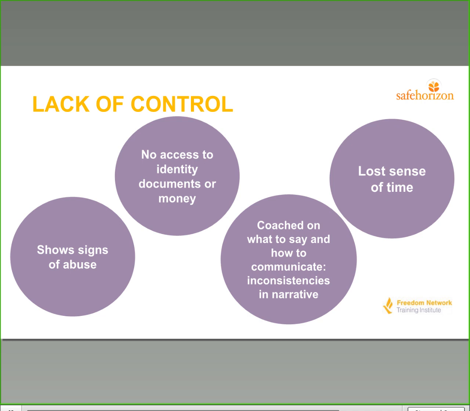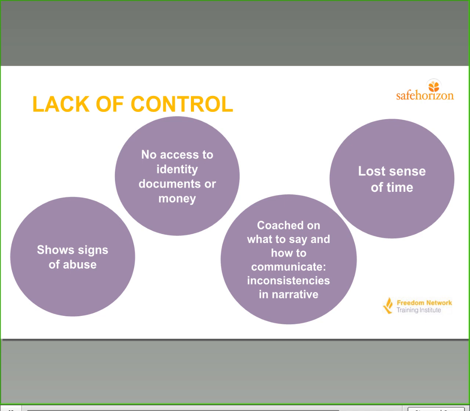And so that can be a big warning sign. Another major warning sign that we often see is no access to identity documents or money. It's very common for survivors to have their passports or other identifications stolen during a trafficking experience. And so when we hear that their passport was stolen, that their visa was stolen, that they were told they would never get it back if they ever left, that to us is a warning sign that potentially they were being trafficked.